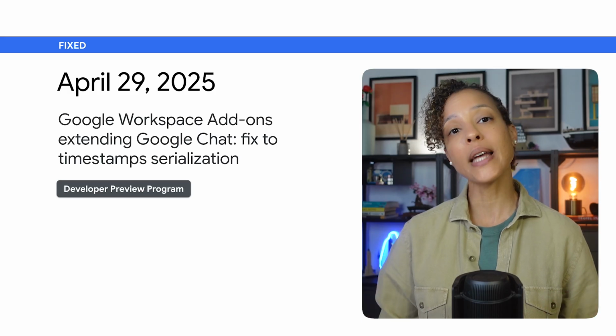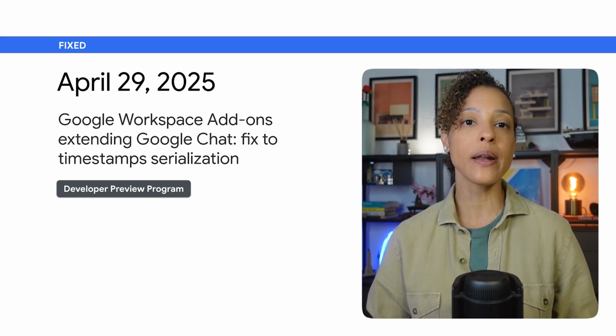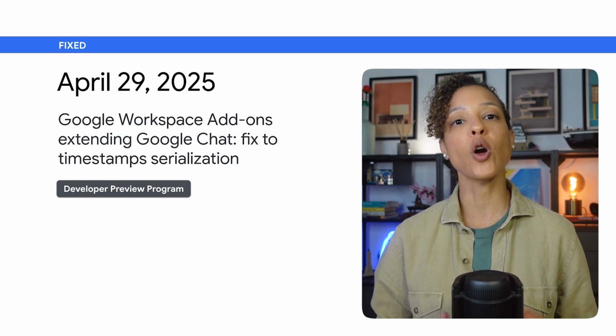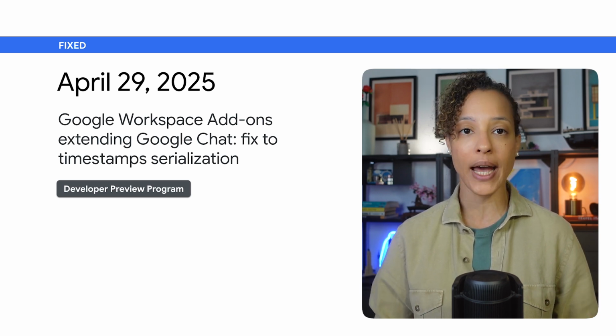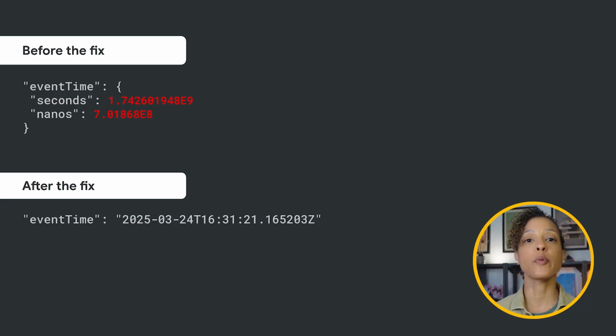For Google Workspace add-ons that extend Google Chat, event time timestamps are serialized and match the serialization of legacy Google Chat apps. You can now use the same timestamp handling logic in both legacy chat apps and in your Workspace add-ons that extend Google Chat. The top sample shows how timestamps were serialized before the fix, and the bottom sample shows how they are serialized after the fix, showing the date and time.